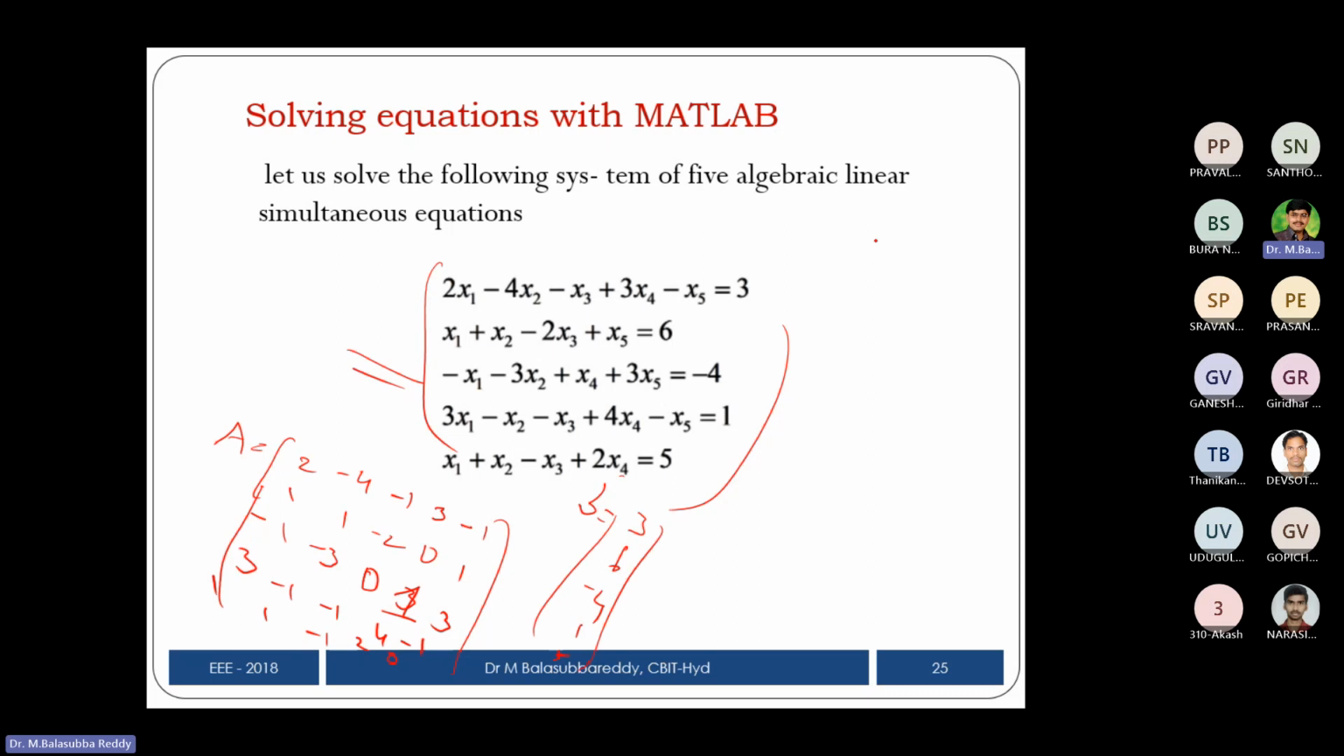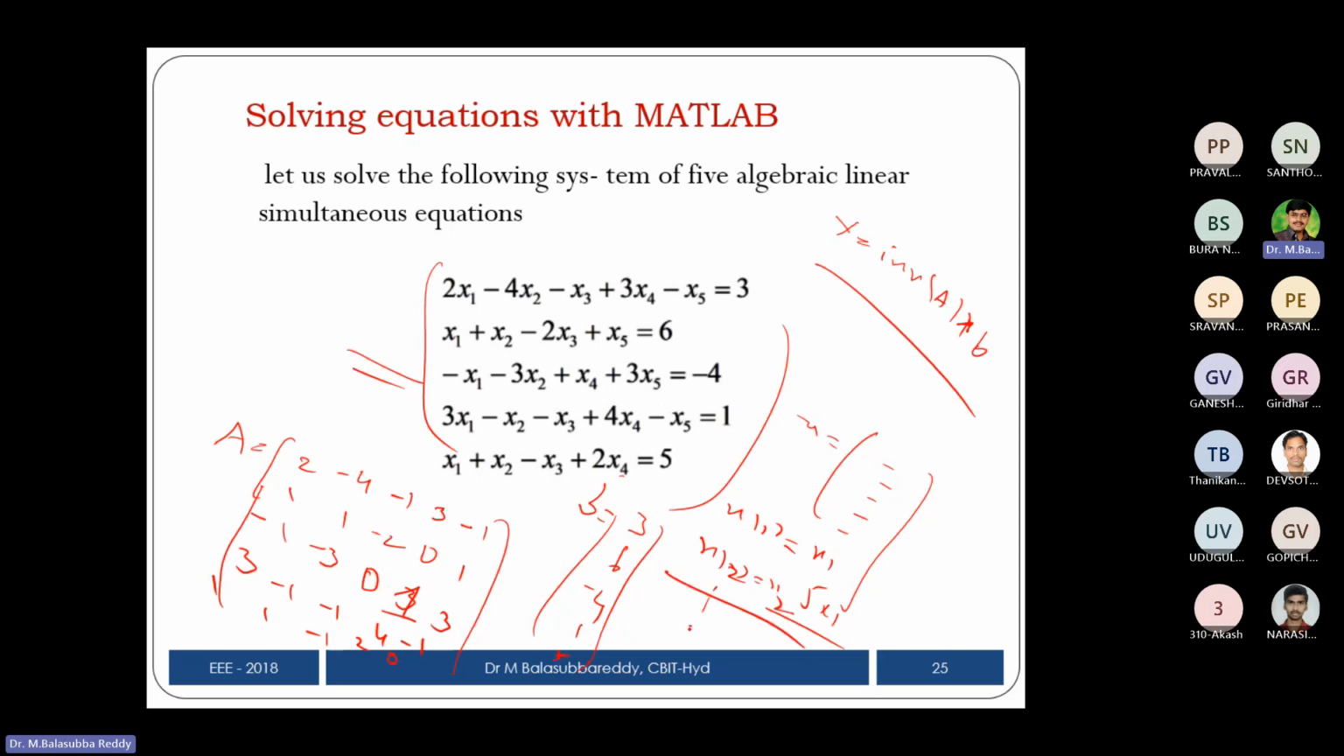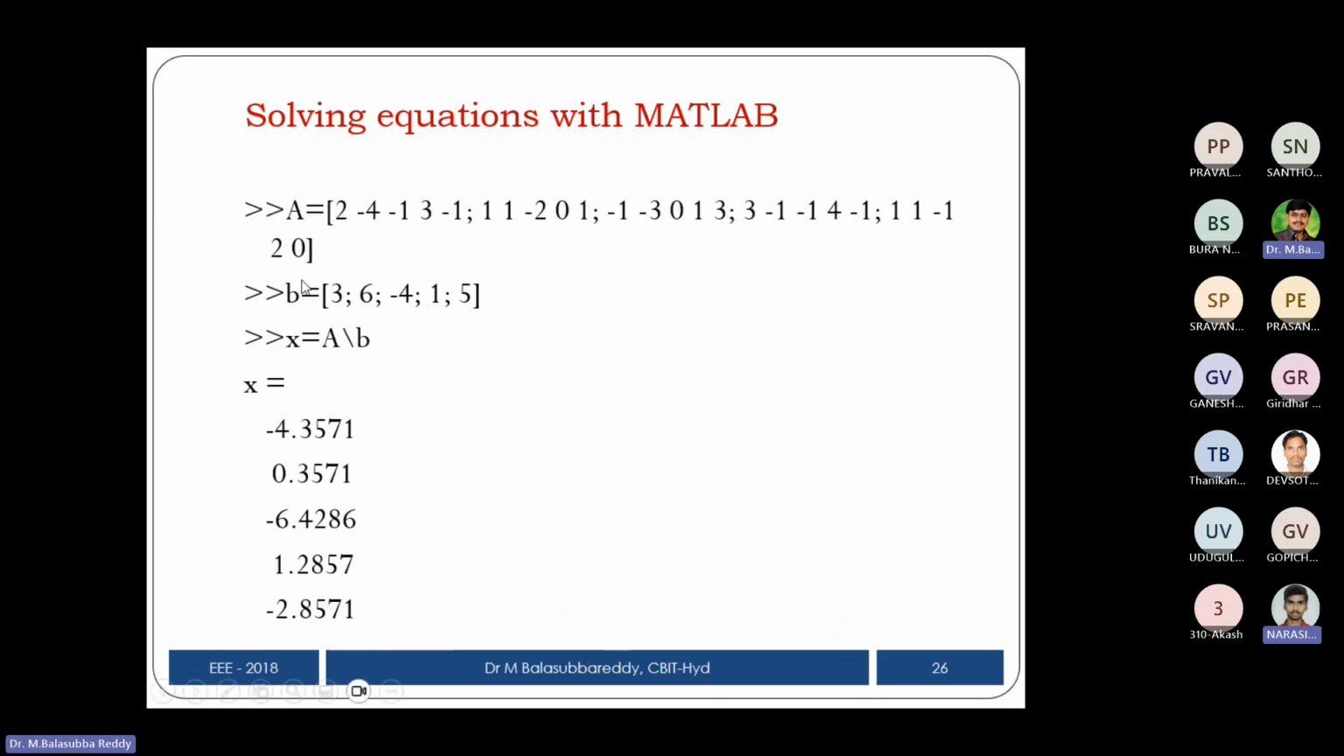This is the B value. Then x is equal to inverse of A times B. That will give the x value. That's it, directly. Now x consists of 1, 2, 3, 4, 5 values, a 5 by 1 matrix. Now x of 1 will return the x1 value, x of 2 will return the x2 value, and so on and so forth. That's what I mentioned here. A is a matrix, B is a matrix.